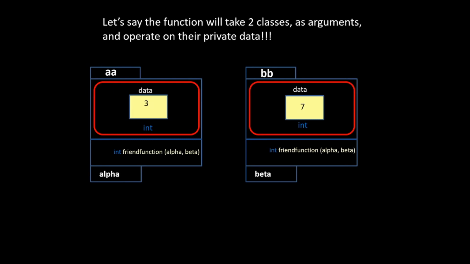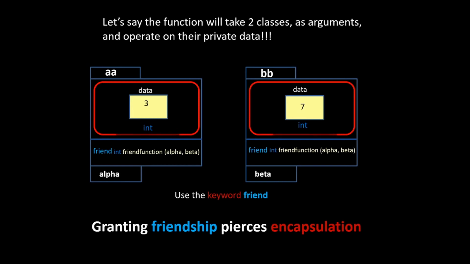What you're seeing in that friend function is that I am actually passing the two classes as arguments. We have to use this keyword friend if we want to operate on that private data. So this is our Costco friend's membership. What this does is granting friendship pierces encapsulation. By using that, we pierce through the high security people at the gate at Costco, and we sneak in. I'm joking, of course, because technically you're not supposed to do that.